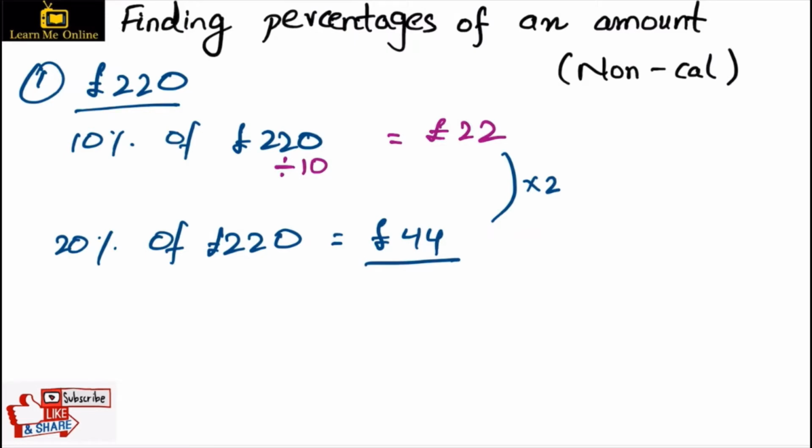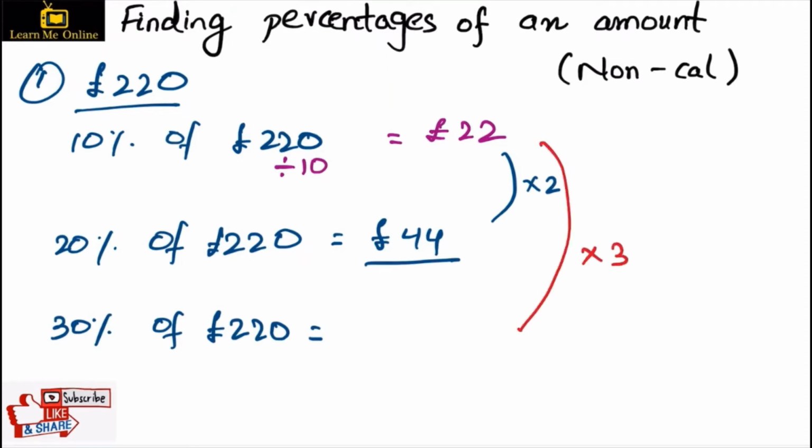They could ask to find out the 30% of the amount 220. Now to find out the 30% of this amount 220, you go back to the 10% and this time you're going to multiply the amount by 3. So when you multiply 22 by 3, you'll get £66.